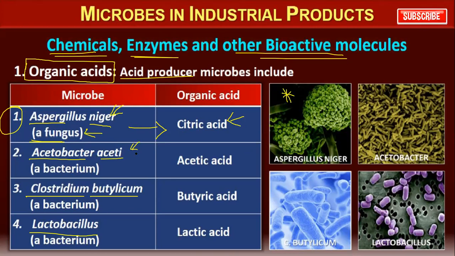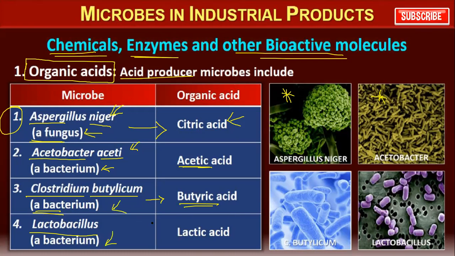Next, you have Acetobacter aceti, which is actually a bacterium that produces acetic acid. This is the diagram for Acetobacter. Clostridium botulinum, which causes a disease called what? Canned disease or botulism. Okay, botulism. It also is useful by producing a particular kind of organic acid called butyric acid.